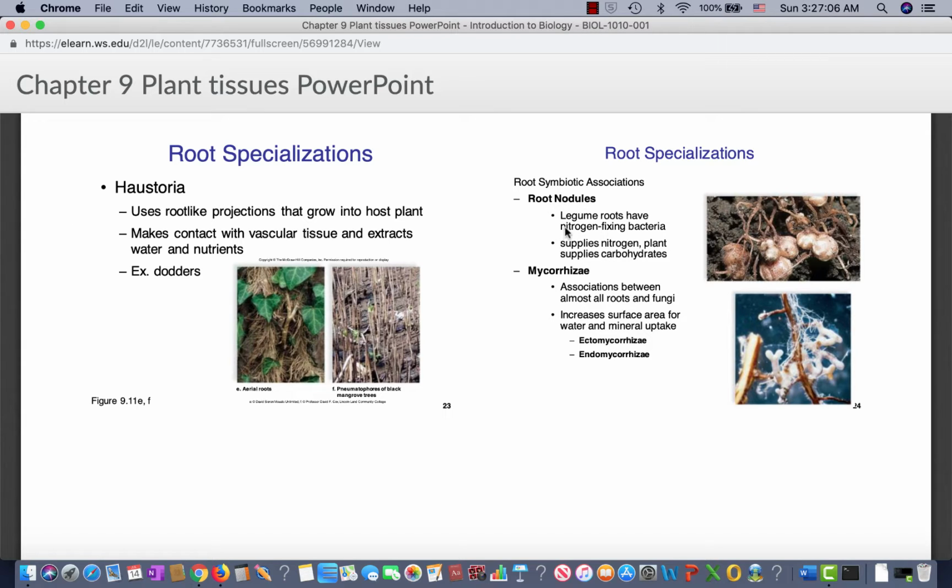You have root nodules, so legumes. Roots have nitrogen-fixing bacteria that supply nitrogen. The bacteria supply nitrogen, the plant supplies carbohydrates. So they form this nice little symbiosis.